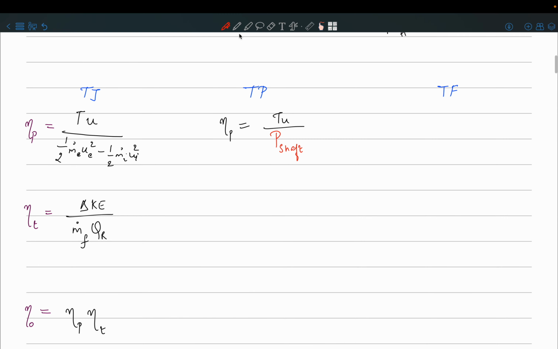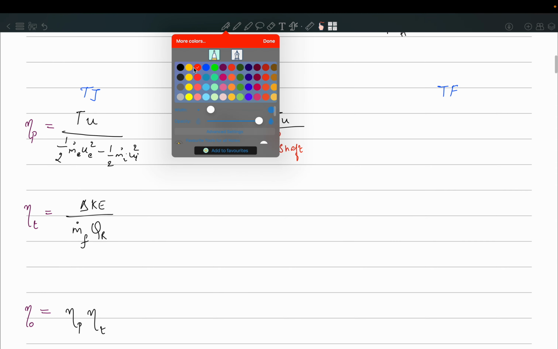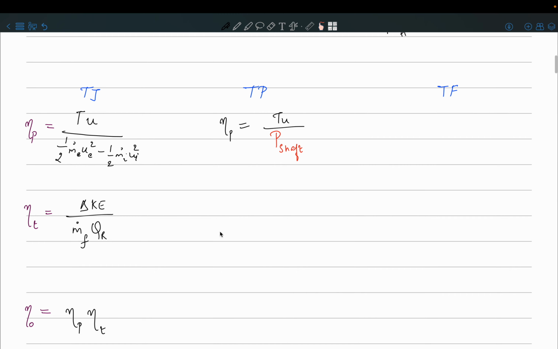Okay, and similarly, you can define thermal efficiency. So what is thermal efficiency now? It is how much shaft power do you get for how much fuel you burn. So here eta T is going to be equal to P shaft divided by m dot f into QR. Is this clear?